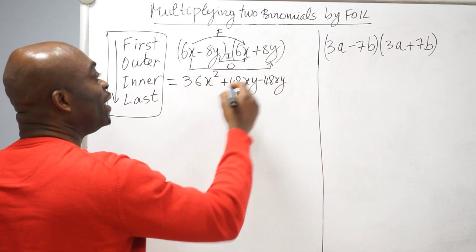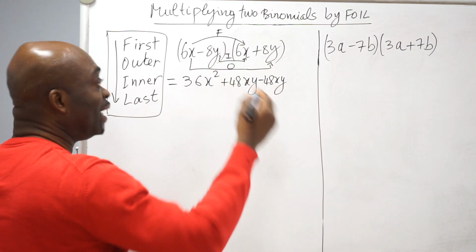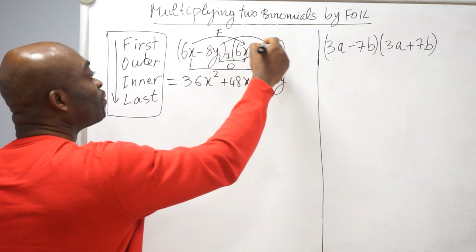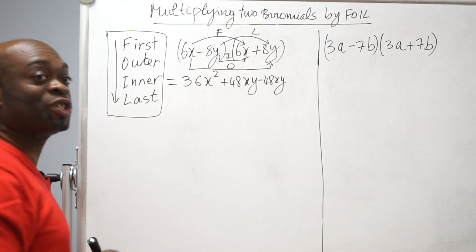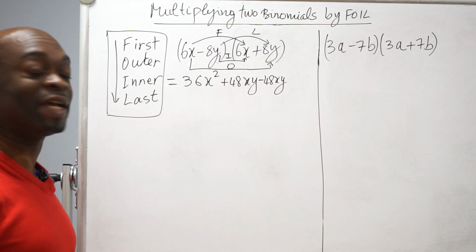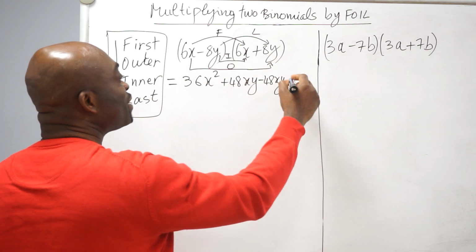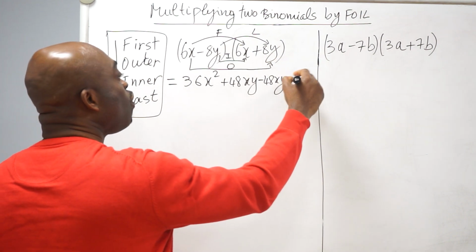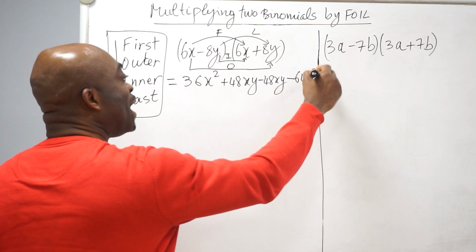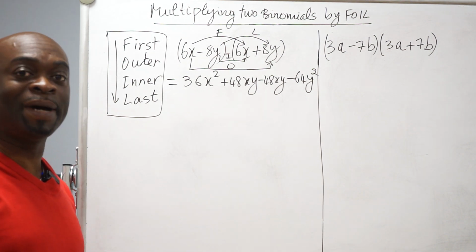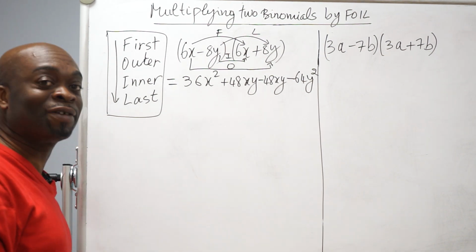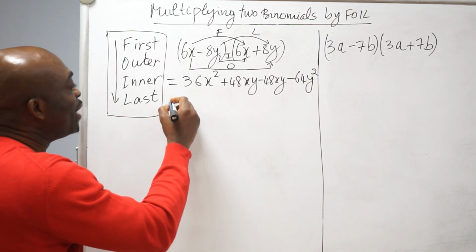Okay? Then we have the last, which is negative 8y times positive 8y. So it's going to give us what? Negative times positive is also negative 64, and then y to the second power. Everybody good so far? You guys can get to that one, right? Okay. So now what's happening here?